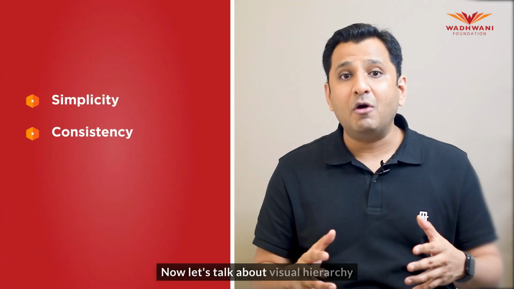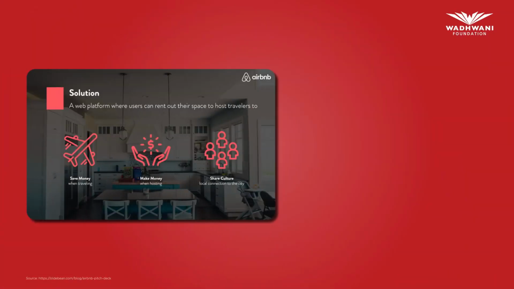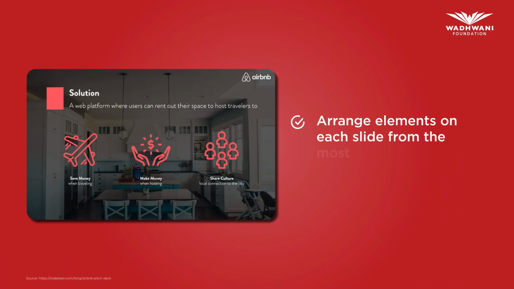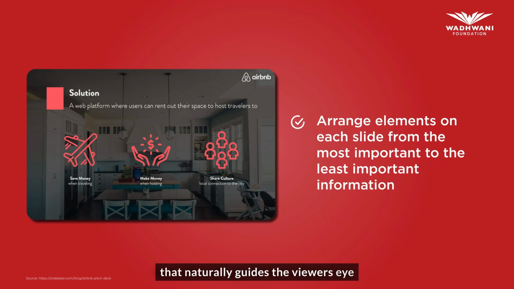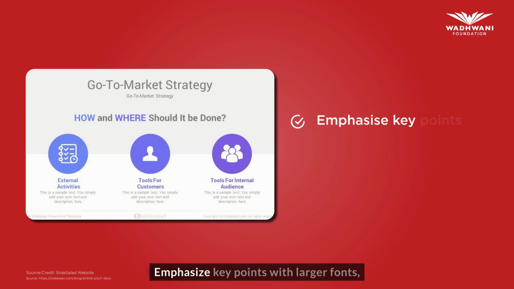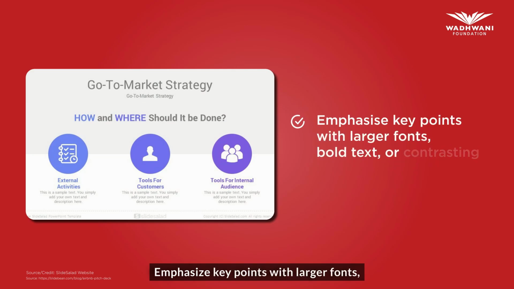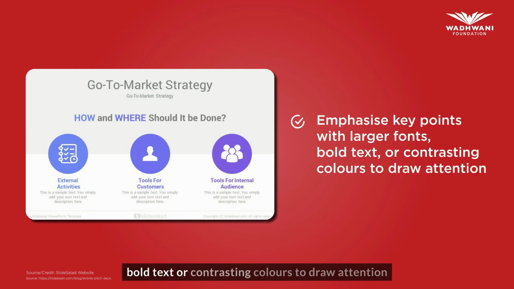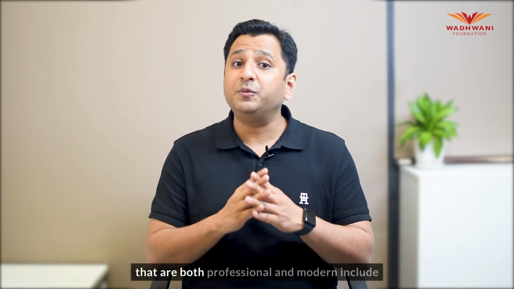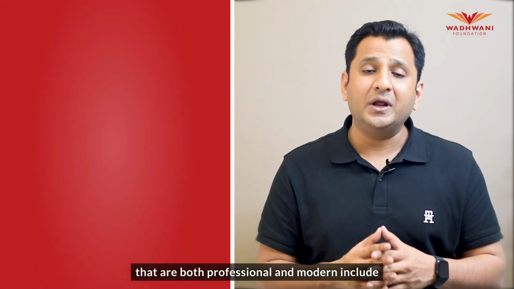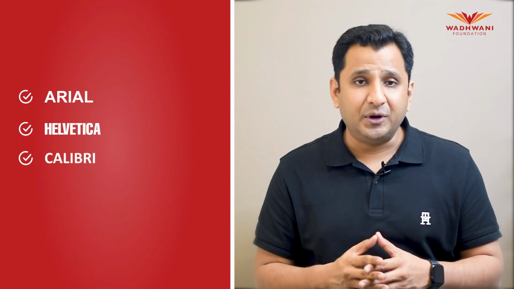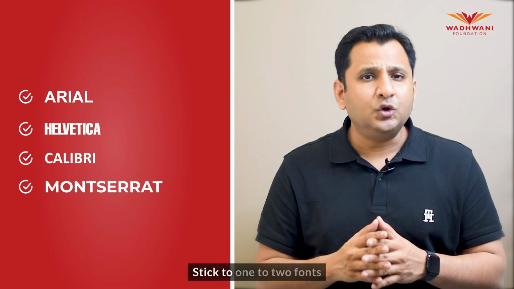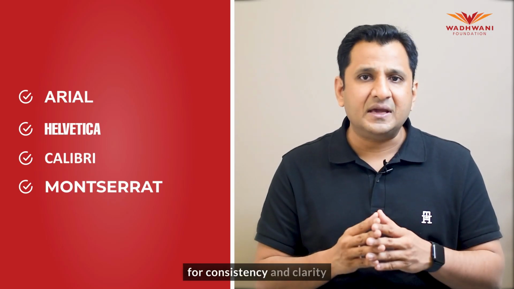Now, let's talk about visual hierarchy. Arrange elements on each slide in a way that naturally guides the viewer's eye from the most important to the least important information. Emphasize key points with larger fonts, bold text, or contrasting colors to draw attention where it is most needed. Some recommended fonts that are both professional and modern include Arial, Helvetica, Calibri, and Montserrat. Stick to 1 to 2 fonts for consistency and clarity.